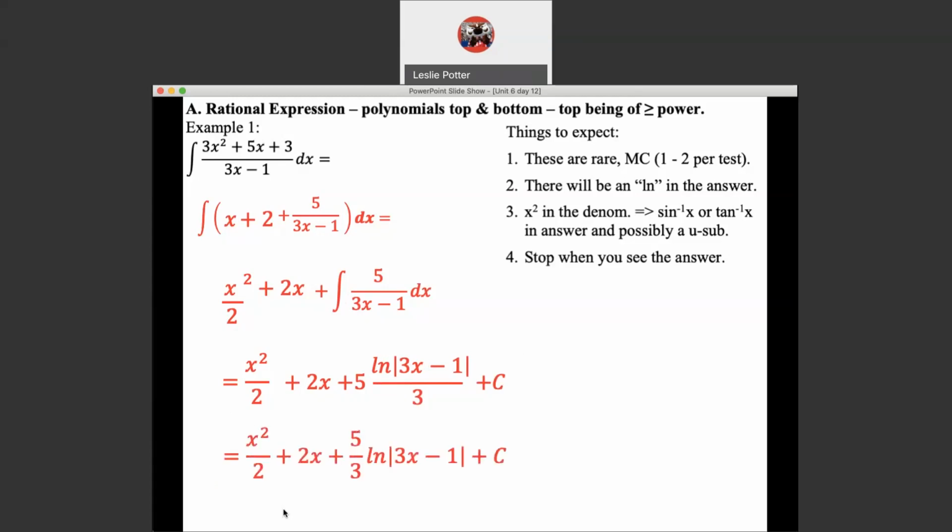And what I did is I just rewrote it here. Instead of 5 natural log 3x minus 1 divided by 3, I pulled that fraction out front. That's probably how you would see it more typically.